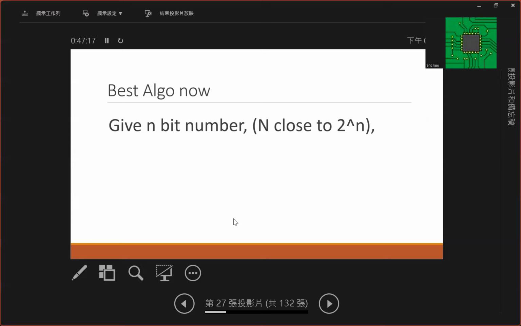Okay, so what does the N stand for in NP? Non-deterministic polynomial.